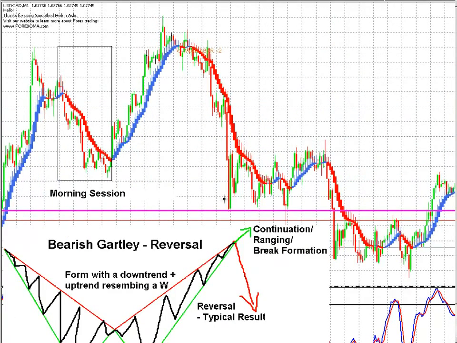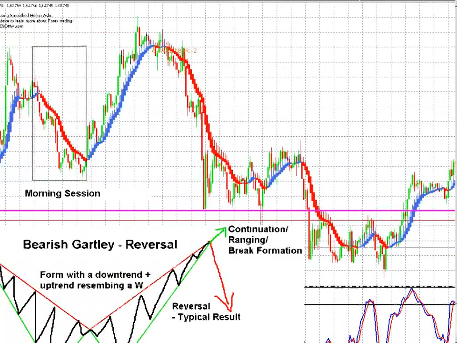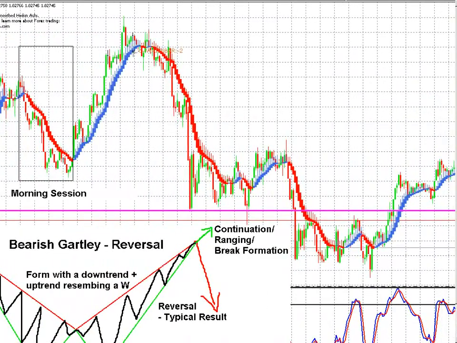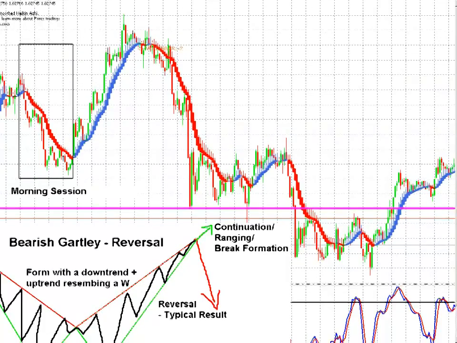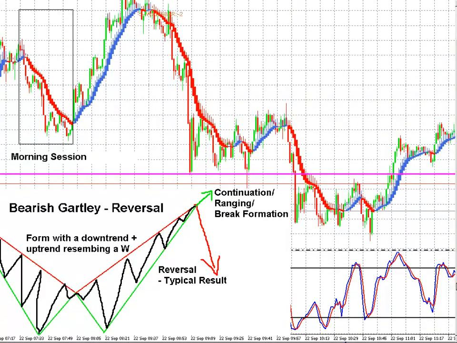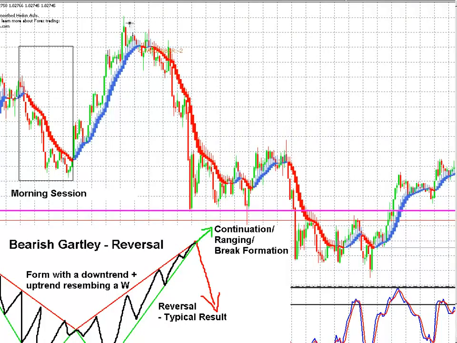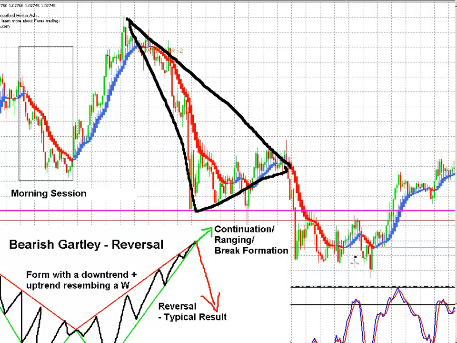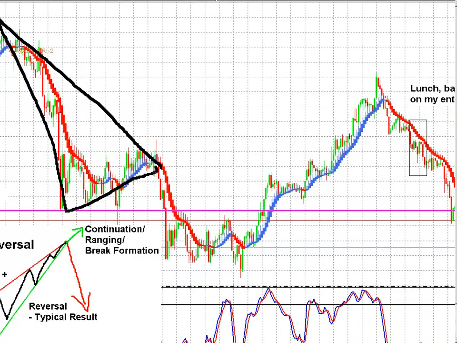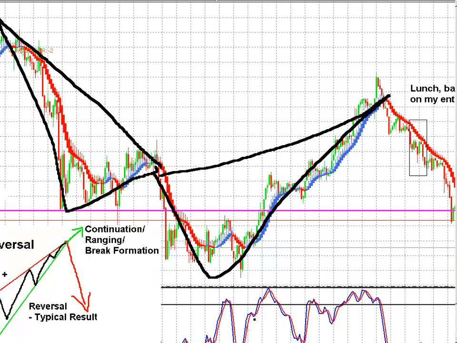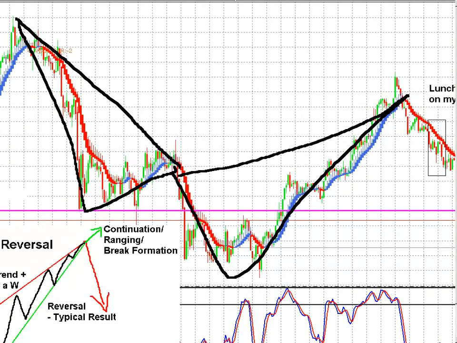This is the USD Canadian dollar September 22nd 1 minute chart. And this is just to show that the bearish Gartley doesn't always have to be on a flat surface. As long as it looks like a W, basically. Draw it like that. That's the first wing. Second wing is like that.